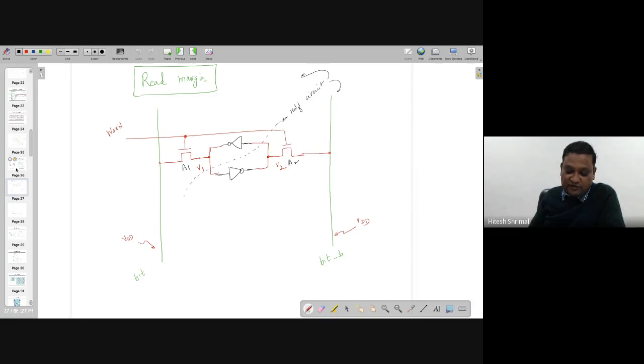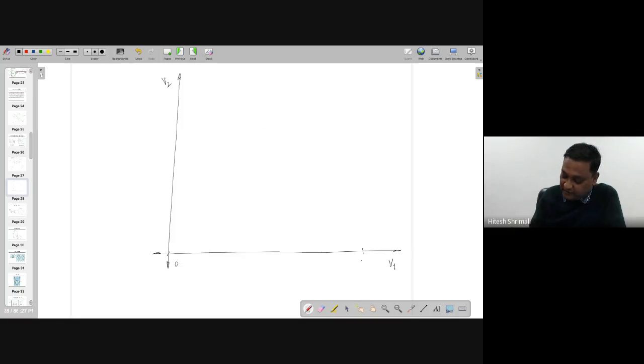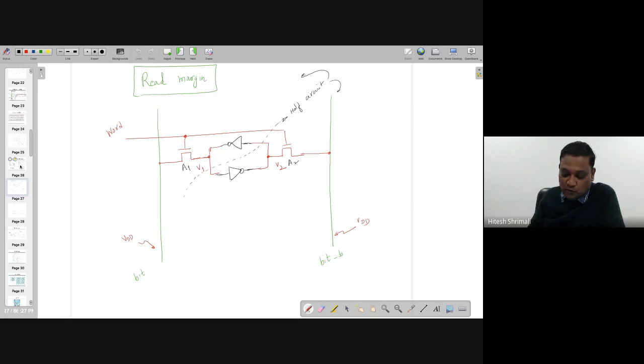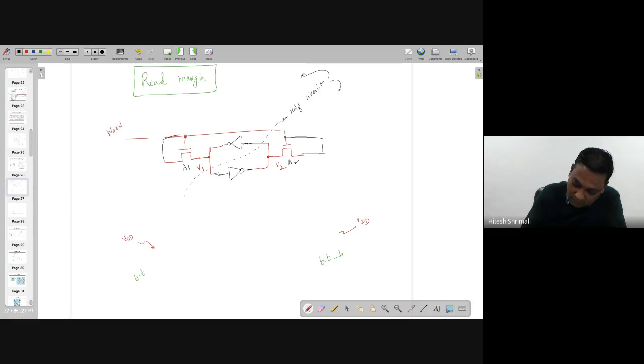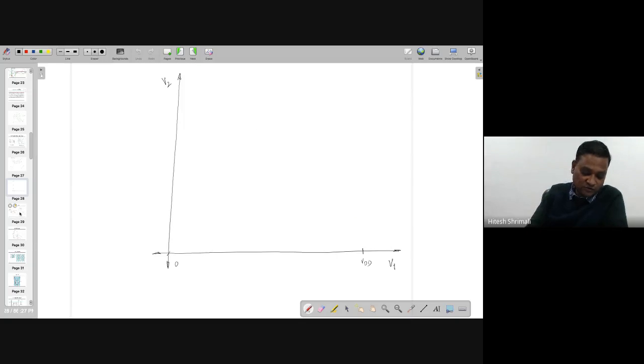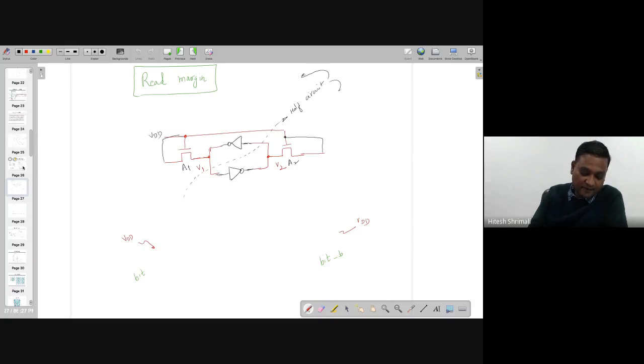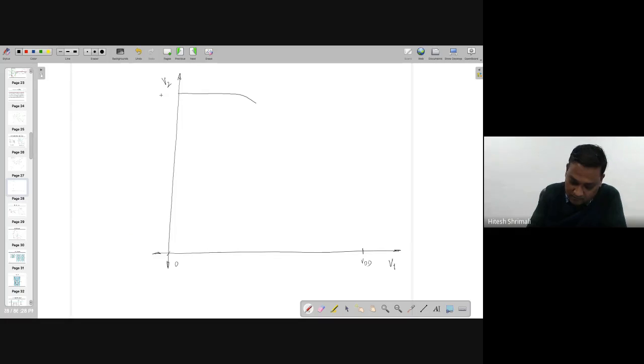If I am looking at V1 and changing it from 0 to VDD, so V1 is changing from 0 to VDD. At first, I'll redraw this diagram because the more realistic diagram is this one. Both are connected to VDD as shown over here. So in that case, what is going to happen? If V1 equals 0, V2 is going to be VDD, no problem. If I'm increasing this, it follows the curve which we were seeing.